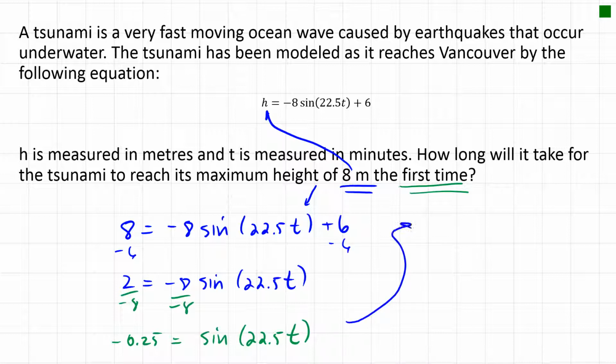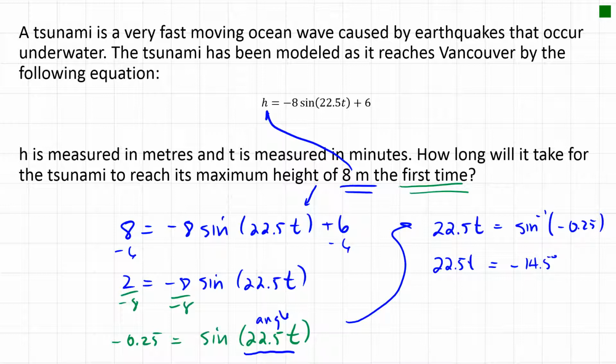So the angle, which is 22.5 times t, because all of this represents the angle, has to equal the inverse sine of negative 0.25. So using my calculator, I get negative 14.5.